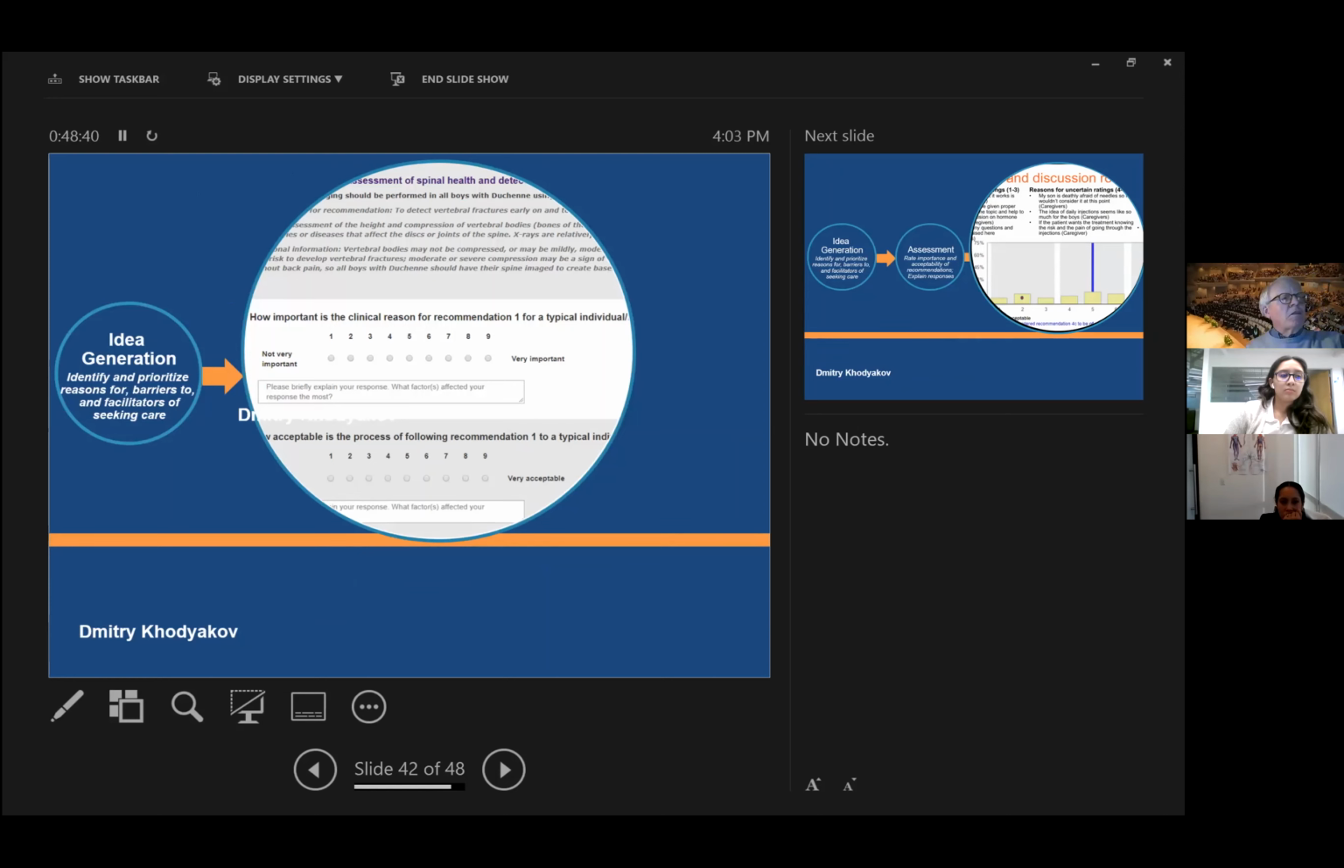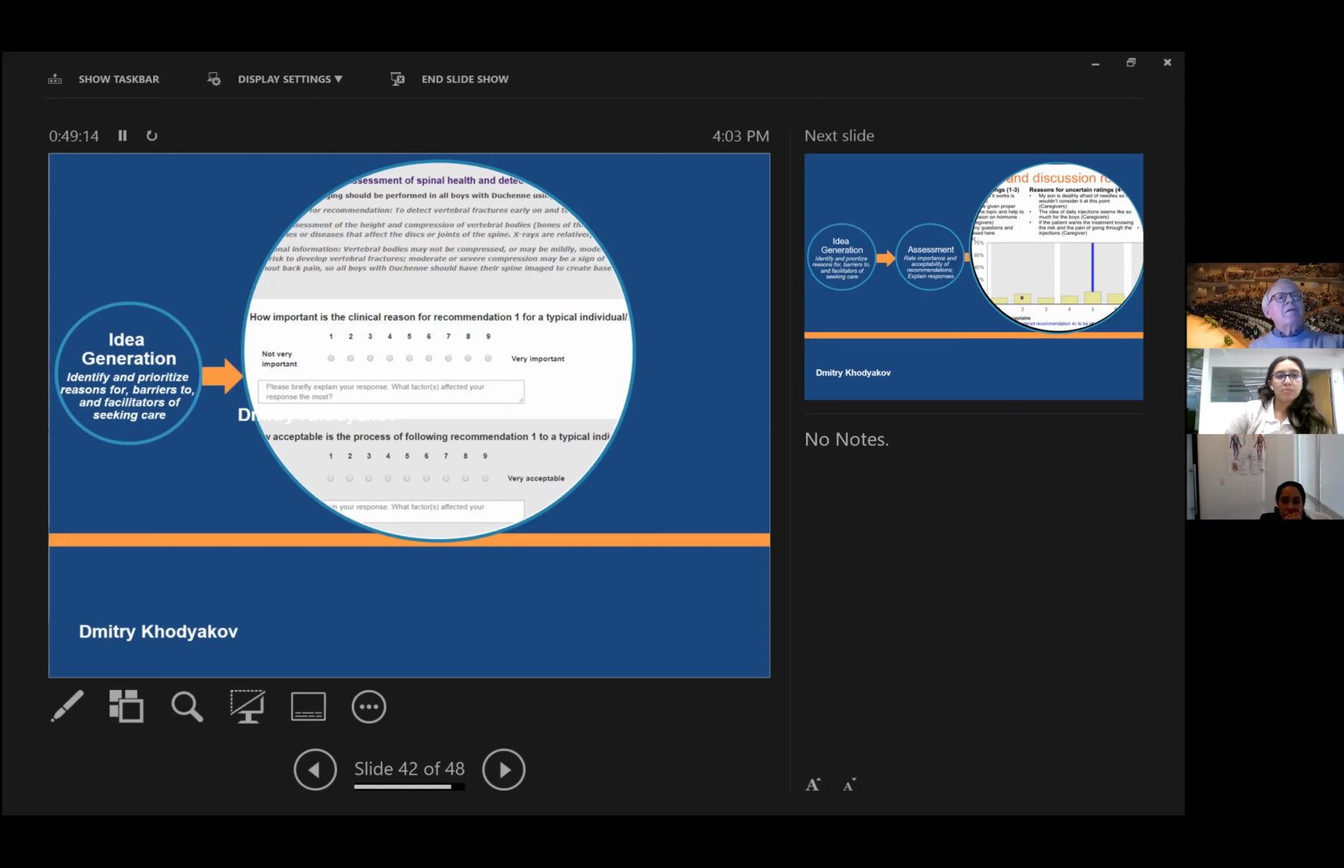Down below, here's where they do the 1 to 9 ranking, and they rate it as either very important, right, or not very important, right? And then secondly, they're asked, is it acceptable? So even though they may feel it's important, they may feel it's not acceptable. Their parents won't do it, or the patients won't do it, or whatever. So there's 2 things that they're rating here. And then down below there, we ask them what factors affected their decision, right?